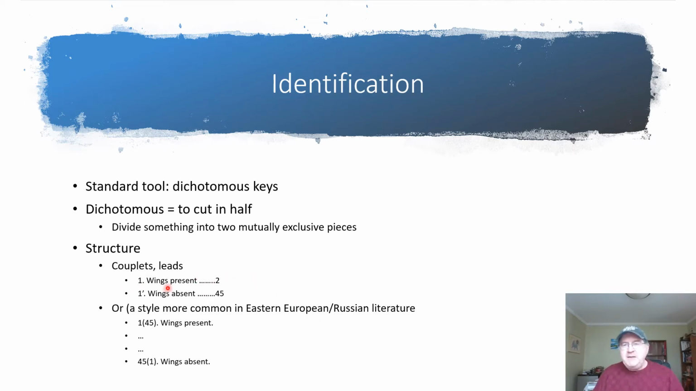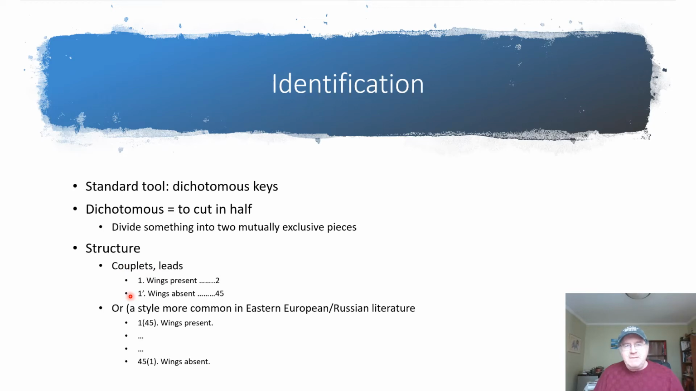So maybe it had wings. Let's go to couplet 2 and try to keep identifying it from there. And if you're lucky, as you continue down what is the wrong path, you'll come up with a series of characters where it just can't be the specimen that you have. And so you can say, oh, well, it must be that there were wings on that specimen, or there weren't wings originally on that specimen. Anyway, that's the usual structure that you'll see.